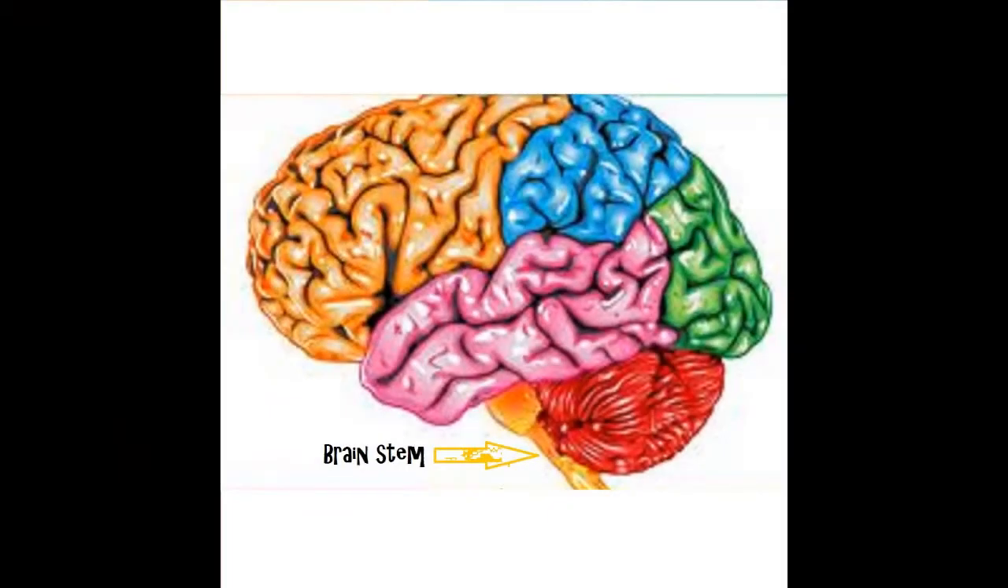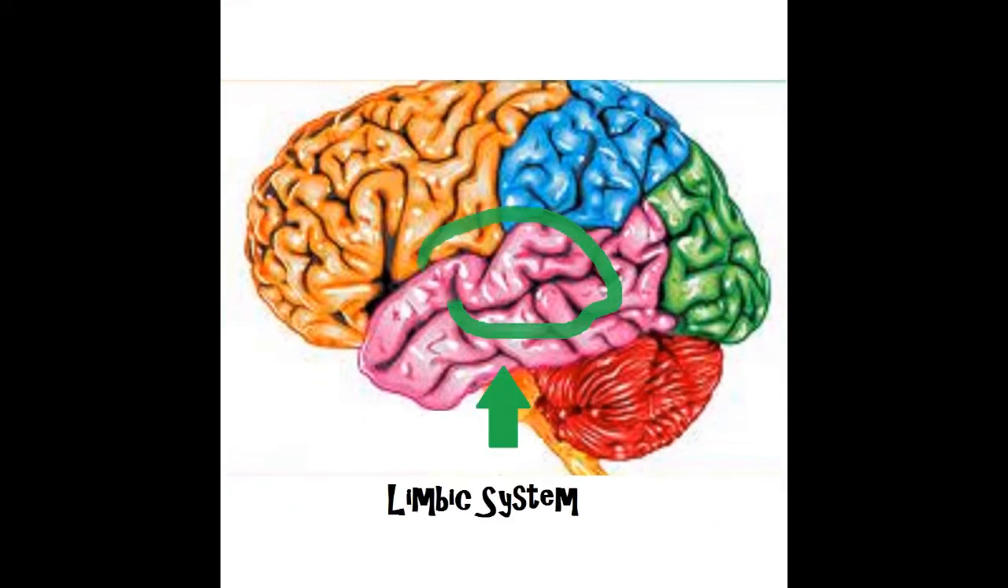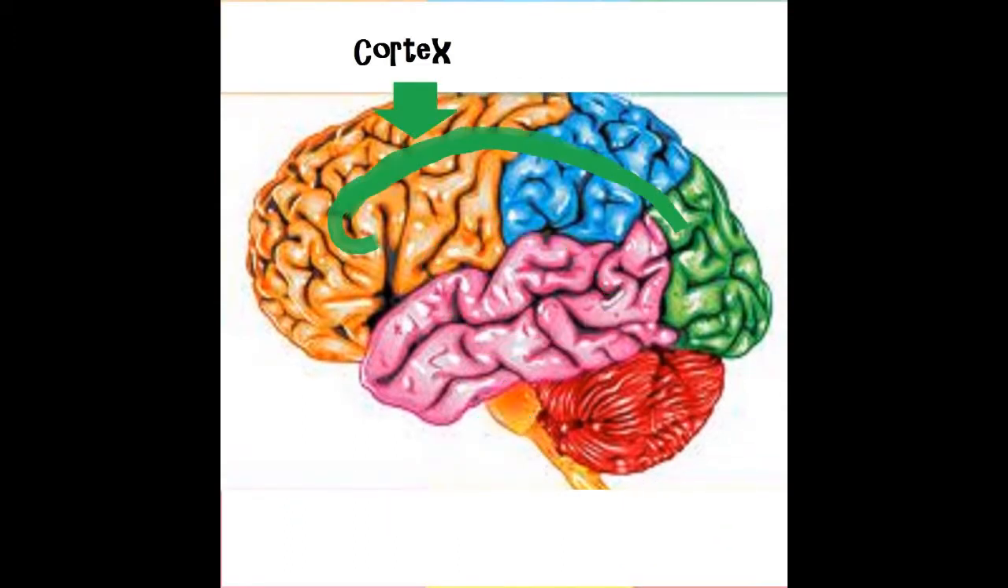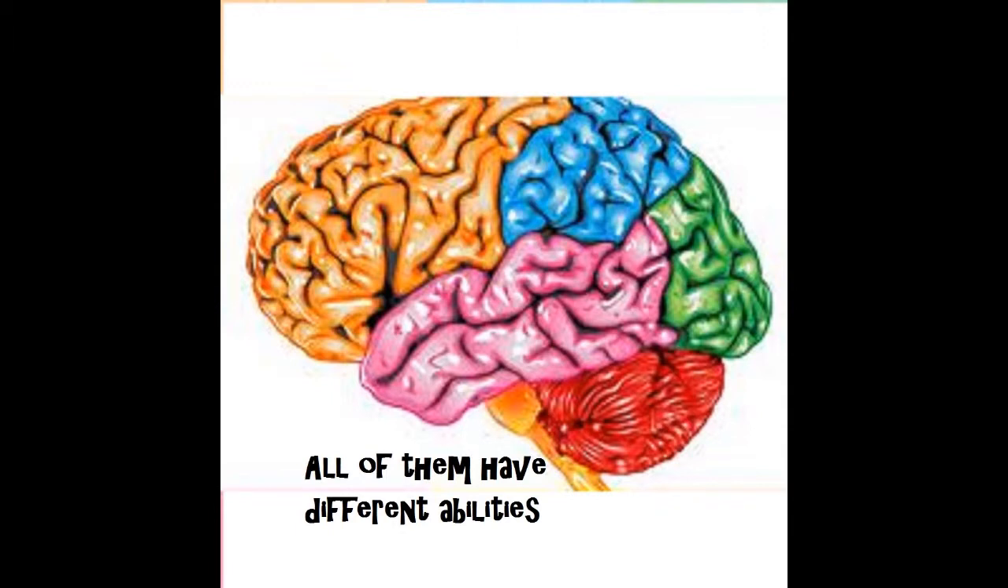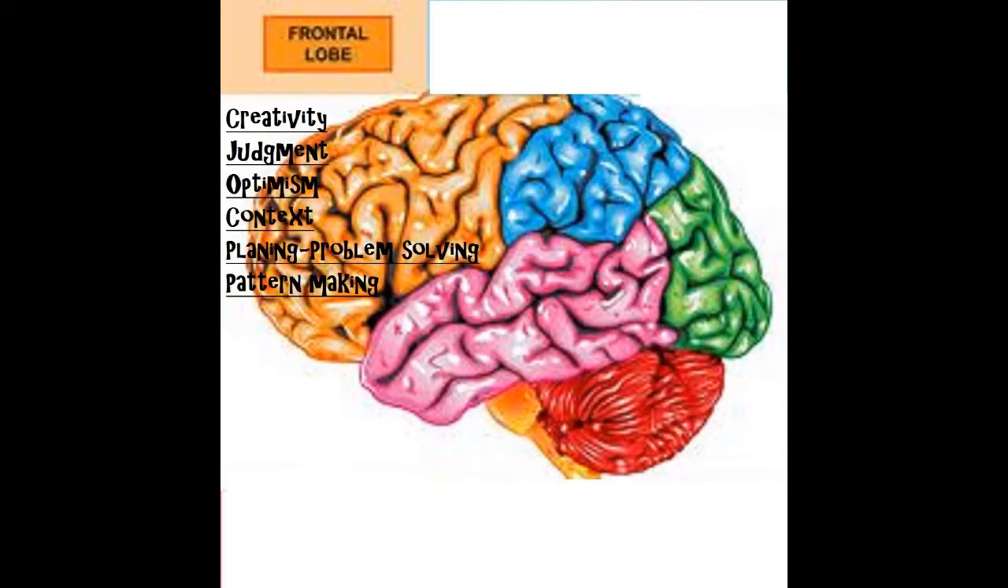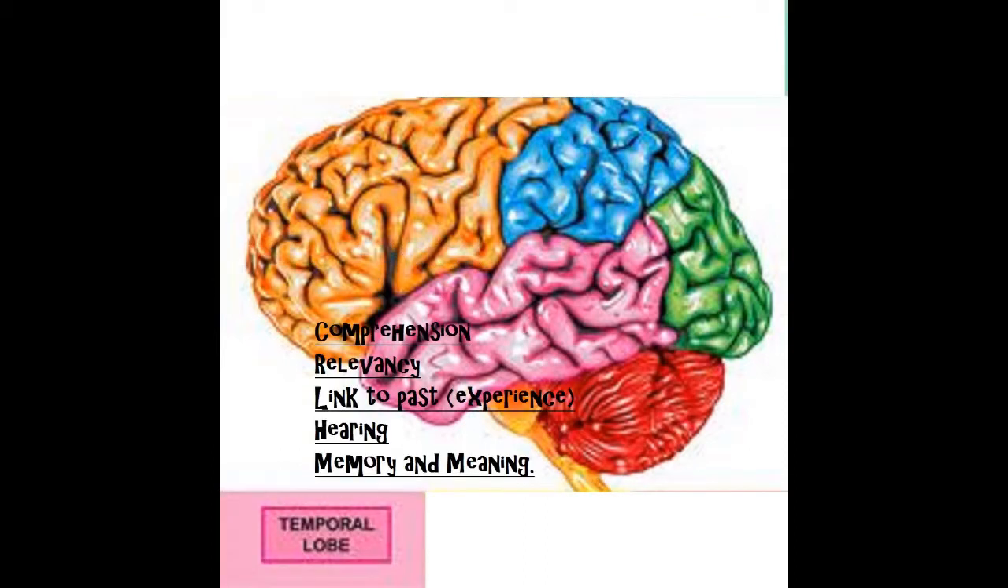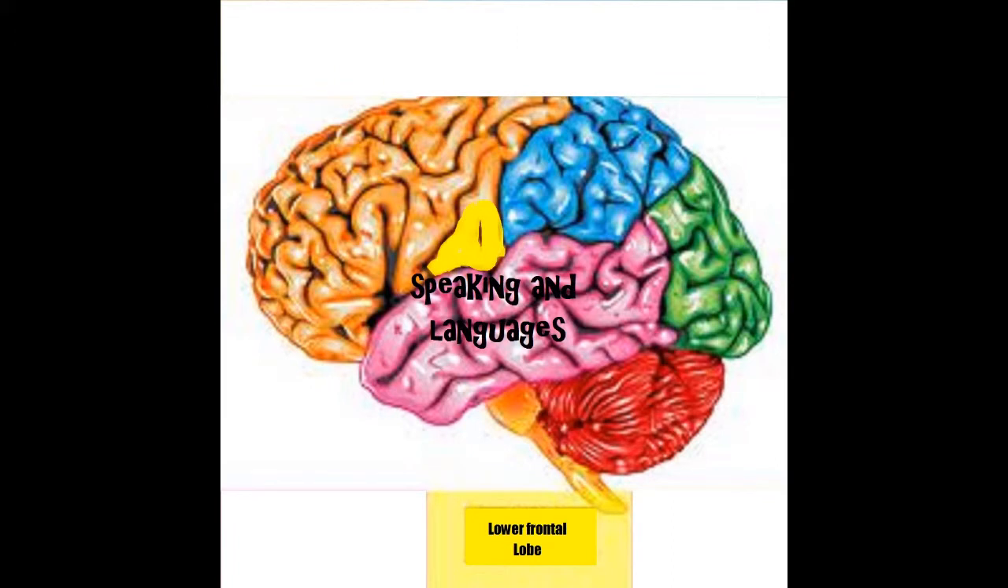First, the brainstem. Second, the cerebellum, limbic system, and cortex. All of them have different abilities. The frontal lobe cortex is in charge of creativity, choosing, optimism, context, planning, problem solving, and pattern making. The upper temporal lobe is in charge of comprehension, relevance, link to past experience, hearing, memory, and meaning. The lower frontal lobe has to do with speaking and language.